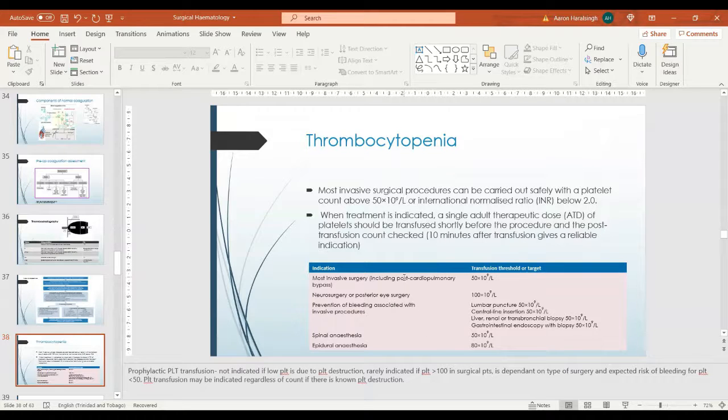So there are a few thresholds. So for most invasive surgery, we don't want to go any lower than 50, but if you've got neurosurgery or eye surgery, your threshold is higher, it's at 100. If you want to prevent bleeding associated with certain invasive procedures, the threshold is 50. So these are for things like GI endoscopy, LPs, central line insertions, or biopsies. When we have spinal anesthesia, again, 50, very similar to your LPs. And for epidural anesthesia, we can tolerate up to 80.